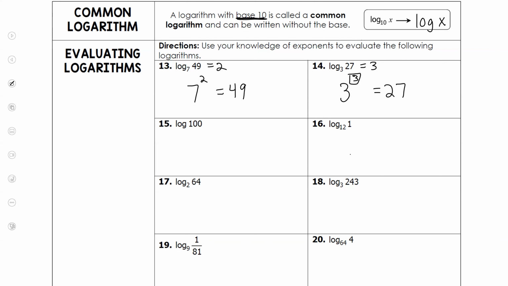Okay? Your base is 12. I need the answer to be 1. So what does the exponent need to be? 0. So log base 12 of 1 is 0.